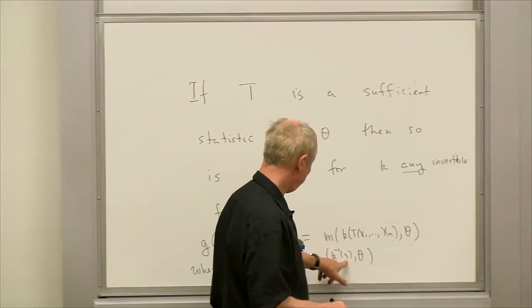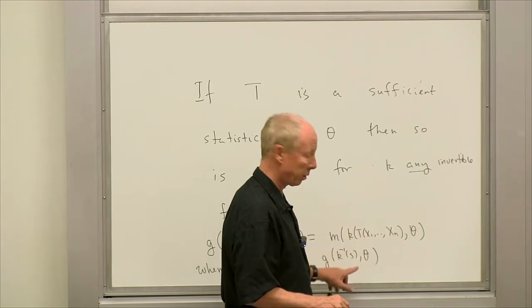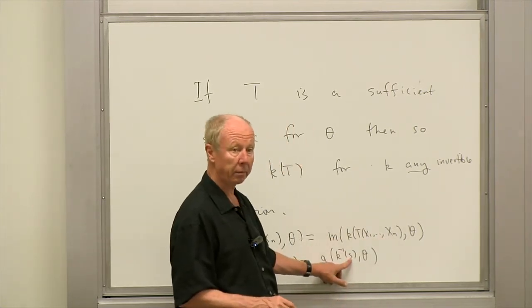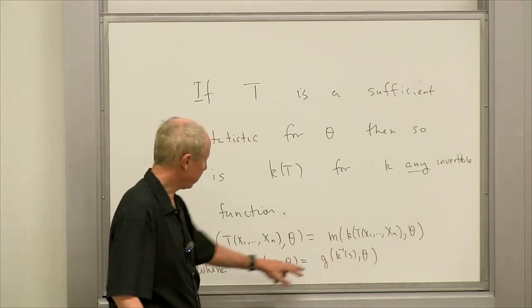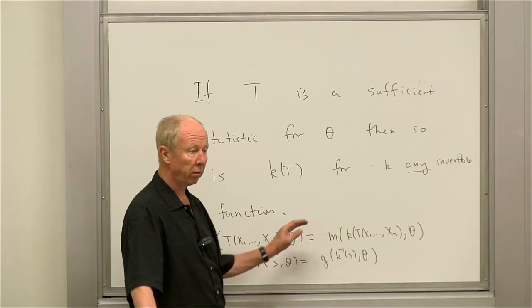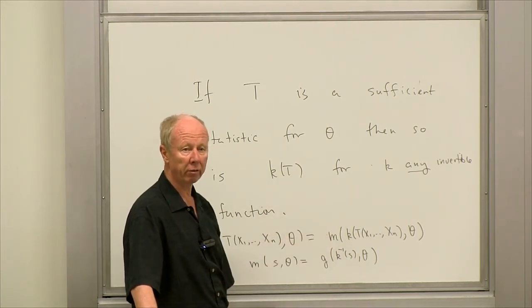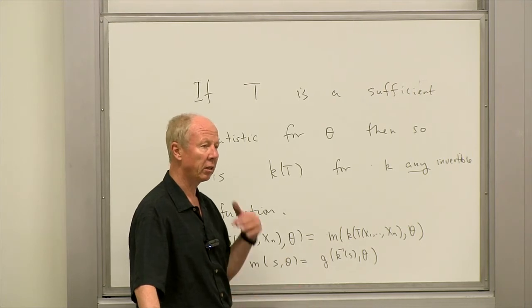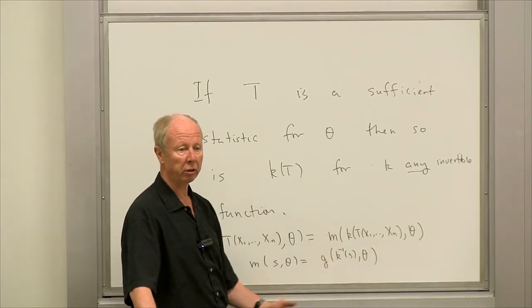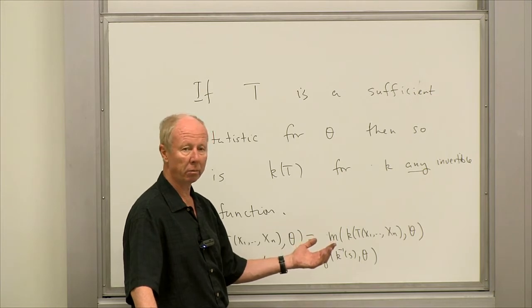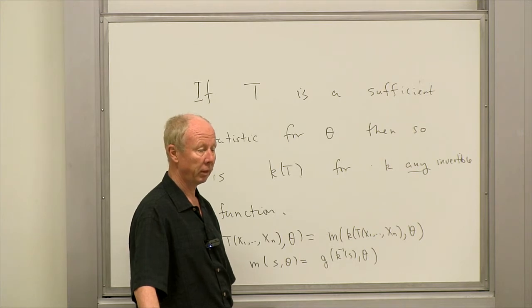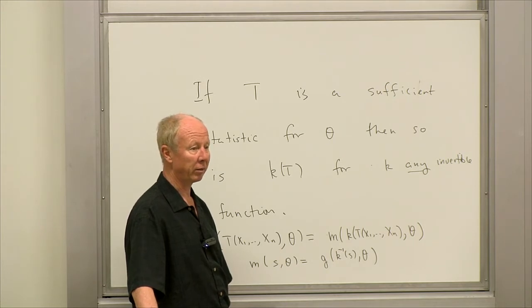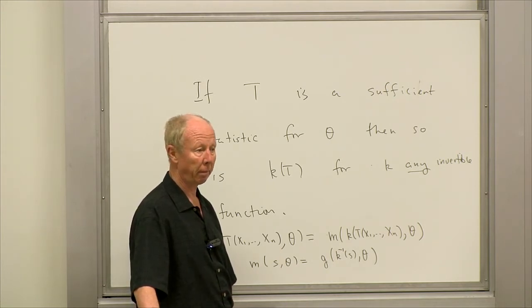So what happens when I put s equal to k of t in here? If I put k of t in here, what do I get? What's k inverse of k of t? It's t. So I get g of t, theta, right? Okay. So any invertible function of a sufficient statistic is a sufficient statistic. So if you find a sufficient statistic and add a constant to it, that'll also be sufficient. If you multiply it by a number other than 0, that'll also be sufficient. If you take the log of it, that would be sufficient. If you exponentiate it, that would be sufficient. Okay.